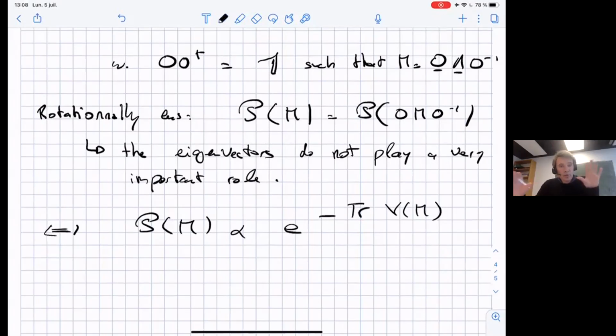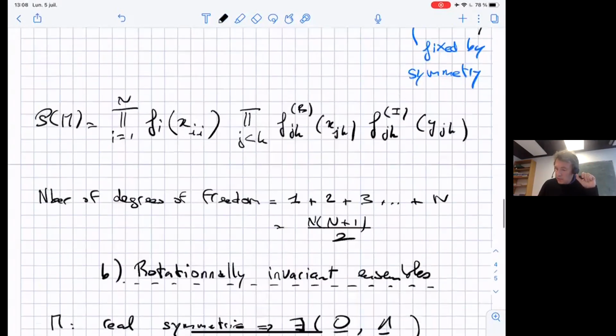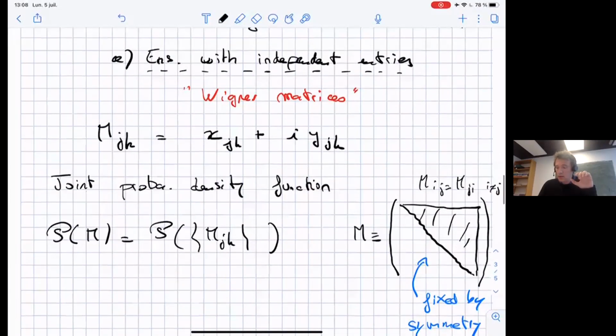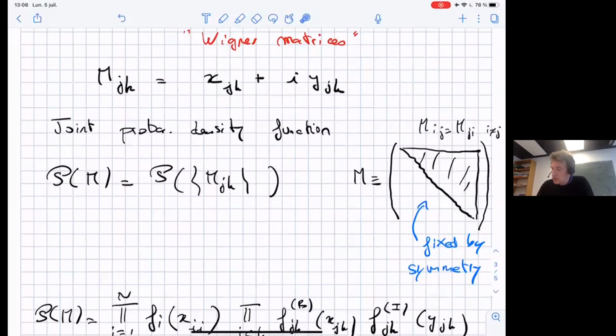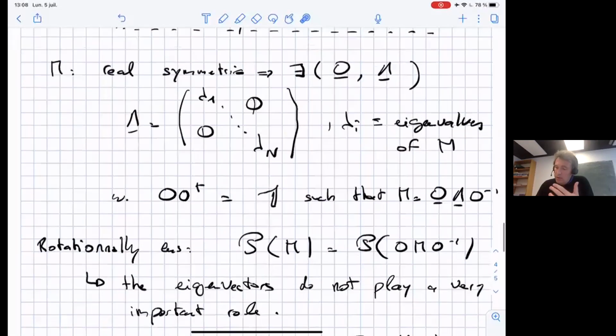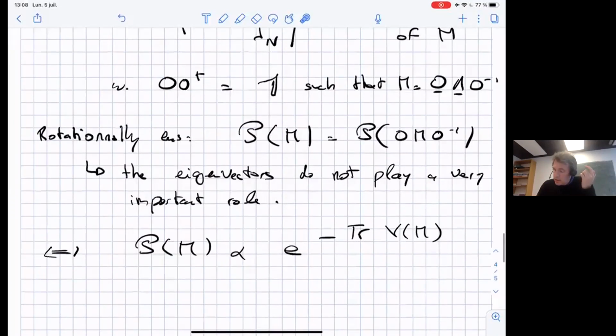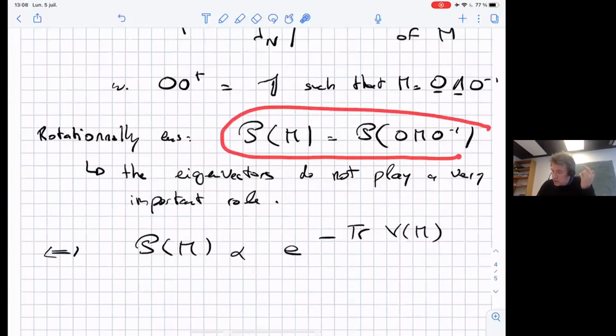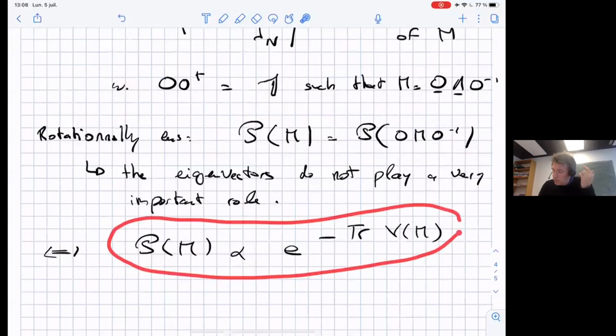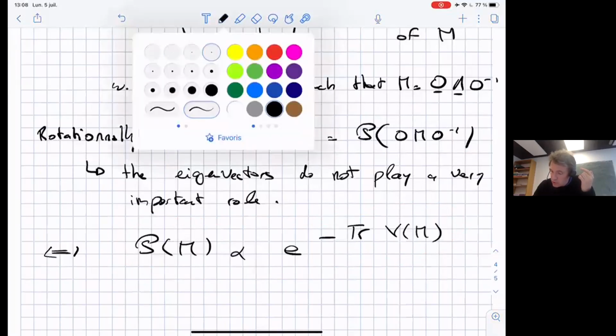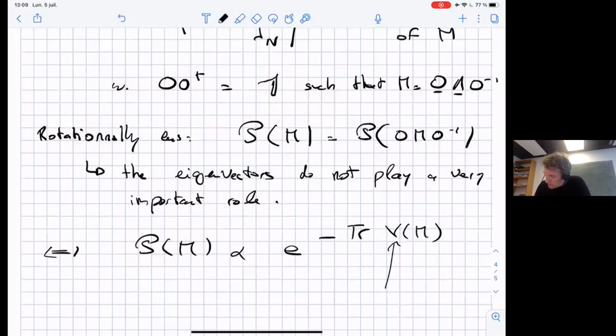So I have shown these two kinds of ensembles, okay? One is the Wigner ensembles. With Wigner matrices, you take your matrix and you fill it with random numbers with the constraint that you have to respect this symmetry. And you have this other ensemble, which is rotationally invariant, and which is constructed with this prescription, and which at the end is of that form. I should say that here V of M is some function that you can choose a priori as you wish, and it will depend on the model that you have to look at.